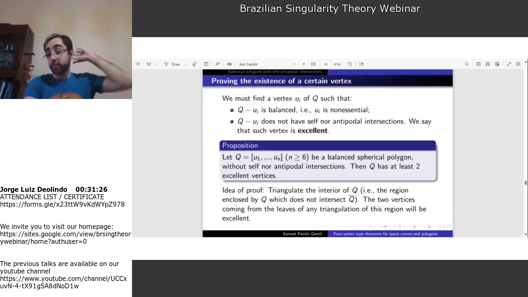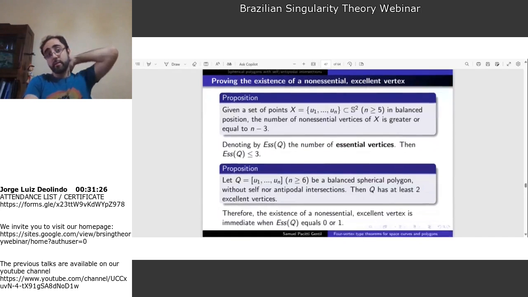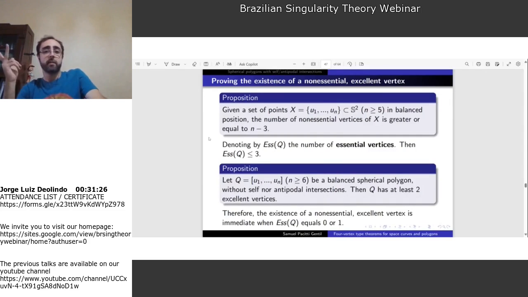Okay, I'm not going into detail here, and then we recall a proposition that we already knew: given a set of points in balanced position, the number of essential vertices of X is greater or equal to n minus 3. If we denote the number of essential vertices by S, then n minus S is less or equal to 3. It's another way of saying the same thing.